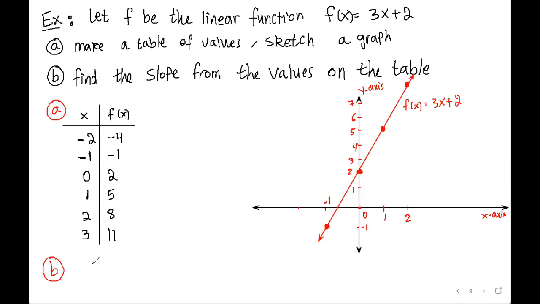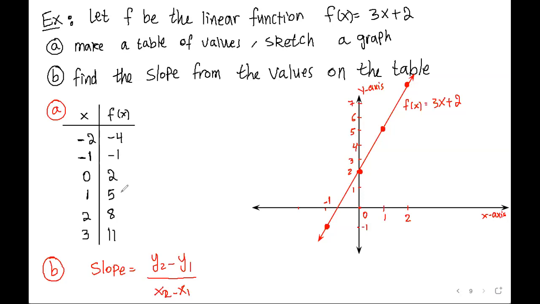How can I find the slope? What is the formula? Give me the formula for the slope. M equals y2 minus y1 over x2 minus x1. Thank you, that's true. So the formula is y2 minus y1 over x2 minus x1.